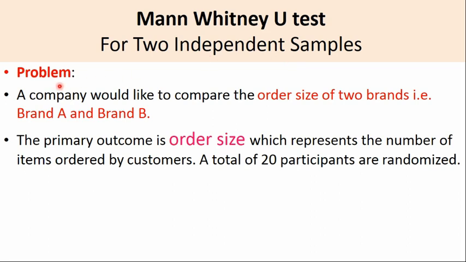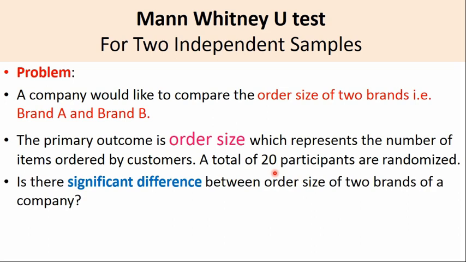Here we have an example to discuss this Mann-Whitney U-test. A company would like to compare the order size of two brands, brand A and brand B. The primary outcome is order size, which represents the number of items ordered by a customer. A total of 20 participants are randomized. Is there a significant difference between the order sizes? We are going to compare the order size of the two brands of the company.